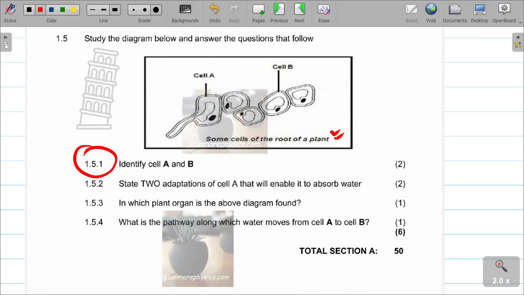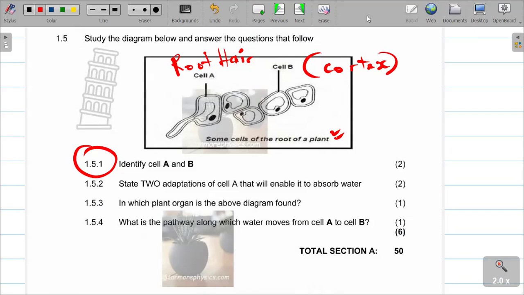Identify cell A and B. Cell A actually identifies the root hair here. And then you see B, it actually shows the cortex.